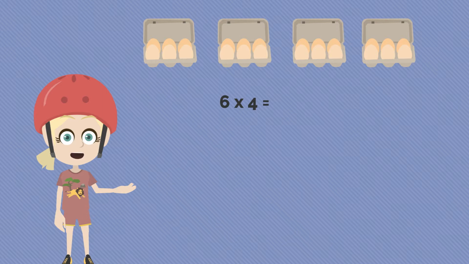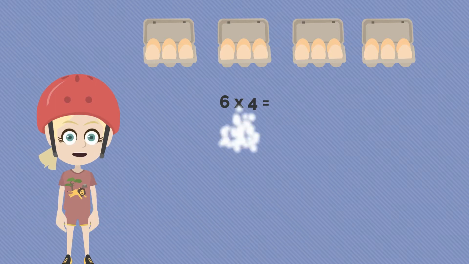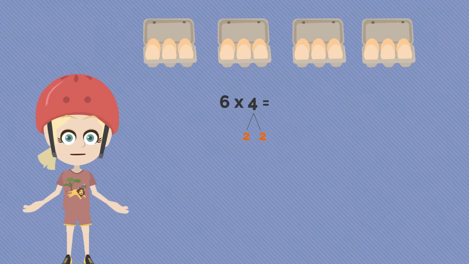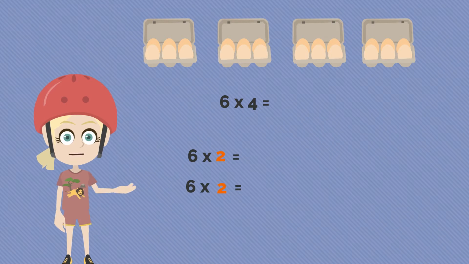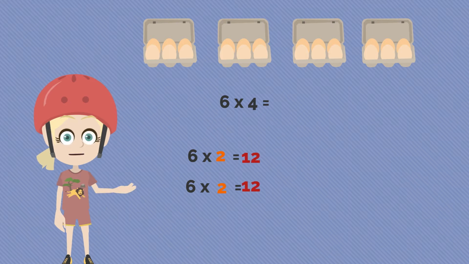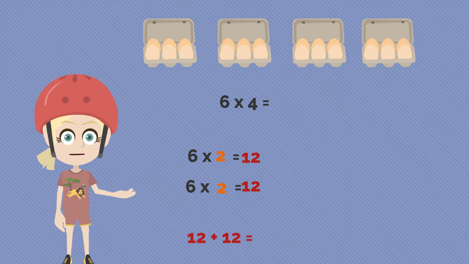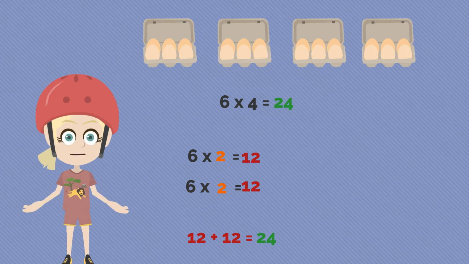Since we don't know our 4 times tables, as we said, we can split the 4 into 2 smaller factors, 2 and 2. Then we will multiply the 6 with the 2 and 2. Now 6 times 2, as I learned from my 2 times tables, is 12. So all I need to do now is add 12 plus 12, which equals 24. So 6 times 4 is 24.